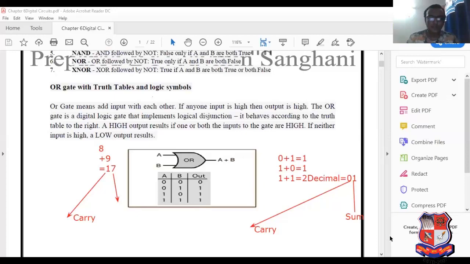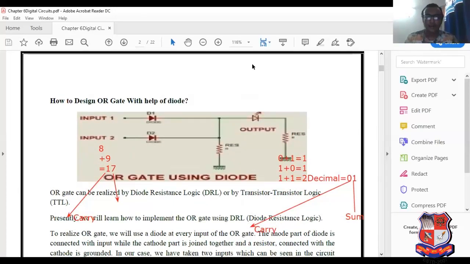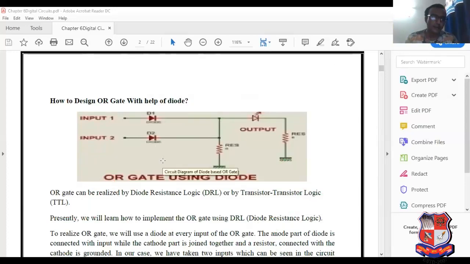Now we switch over to the next point: how to develop the OR gate using diodes. See, this is the D1 diode, this is the D2 diode. Now we apply 0 input here, and here also I have applied 0 input. I have explained with the first figure with the help of the whiteboard, so you will be able to understand.